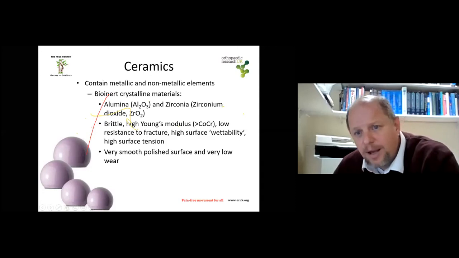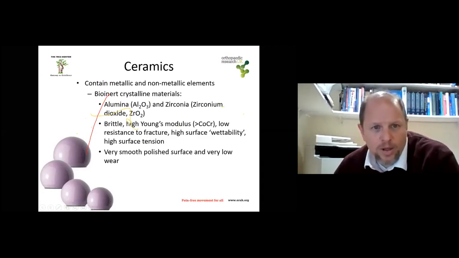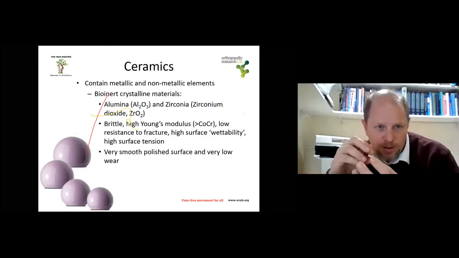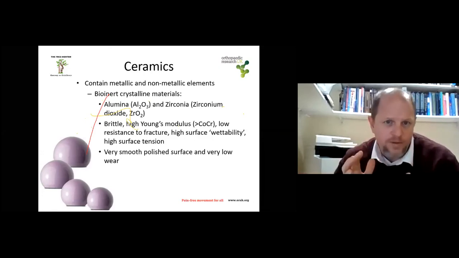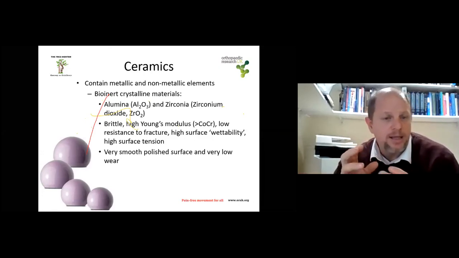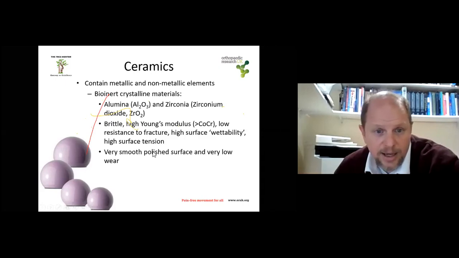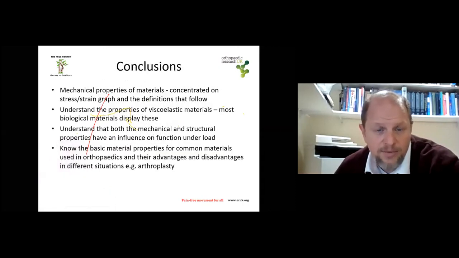They have this property called wettability. Although this is another one of those wear properties, it's the ability for a drop of water put on a ceramic head to spread over the ceramic head. And it does that in a much better way than if you were to put the same drop of water, for instance, on a stainless steel head. And you can polish them to get a very smooth surface, allowing you to have very low wear.